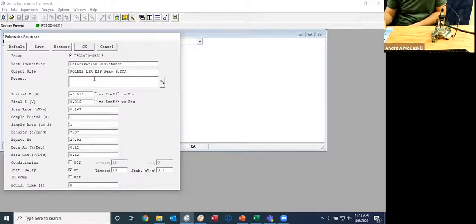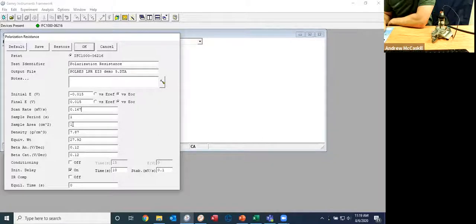So here's our setup screen. What we're going to do is run our scan from an initial to a final voltage. Like I said, I'm going to do this about 15 millivolts either side of open circuit. So we're going to start from negative 15 millivolts versus open circuit and scan to positive 15 millivolts versus open circuit. And I kicked up the scan rate to about 167. In the slide previously, it showed 0.125, but I'm just speeding it up a little bit. We're going to take a sample every second.